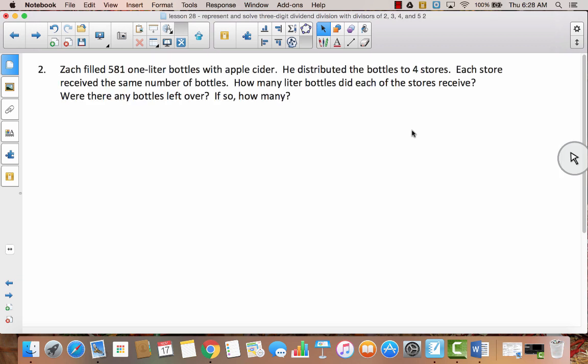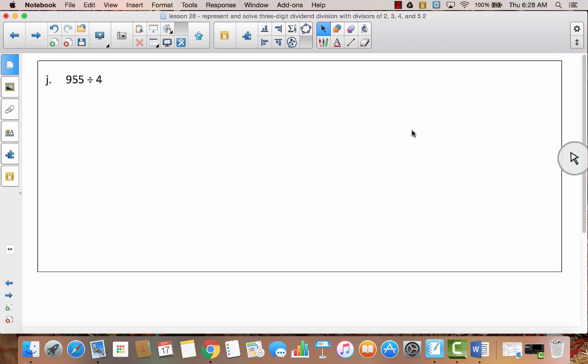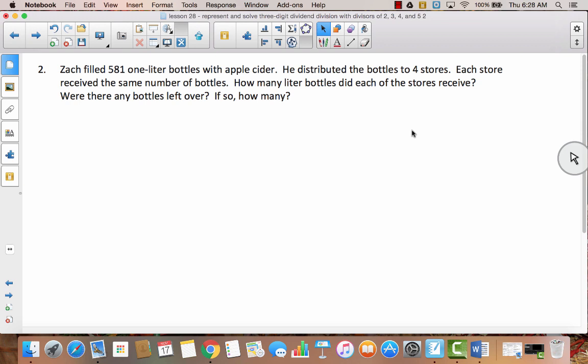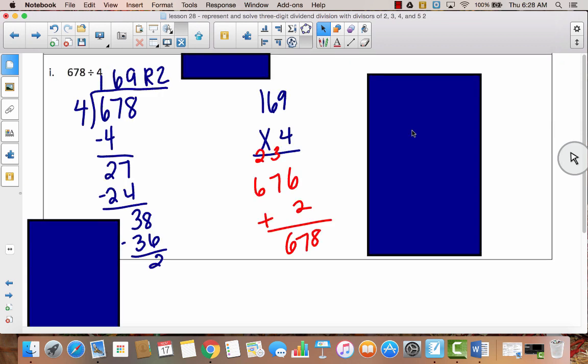Okay, we are going to stop here. I know that there is a problem J, and there is also an application problem, but we are going to stop here for time's sake, and I hope that you are aware that any time you need to use your place value chart, get it out and use it. It is a perfectly fine tool to use to help you with this long division.